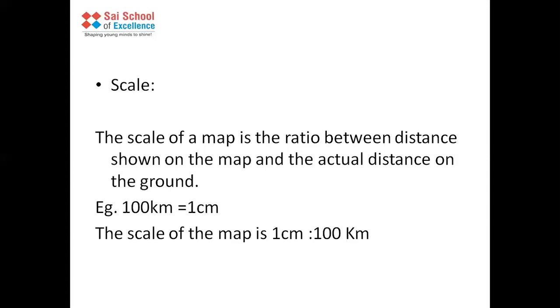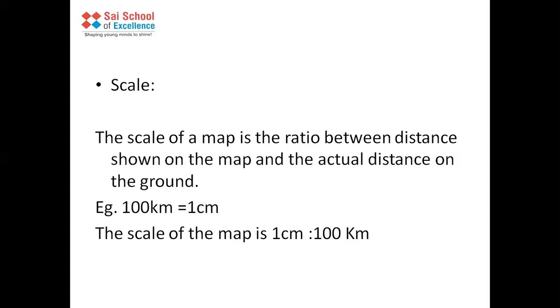Second important element is scale. A map rarely shows the actual distances between places. So distances are shrunk so that the area being mapped can be fitted on a piece of paper. To be able to do this accurately, maps are drawn to a scale. So let's understand what is a scale.